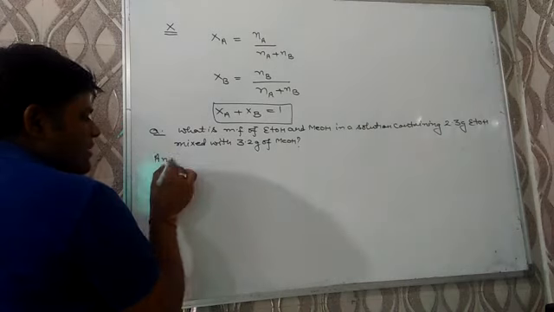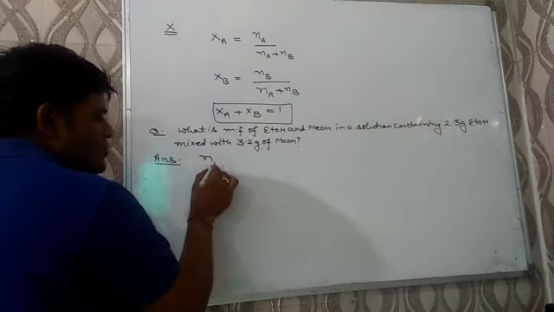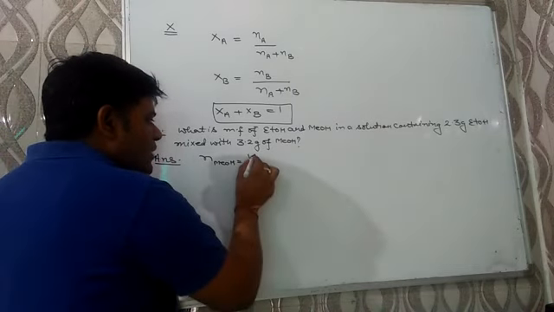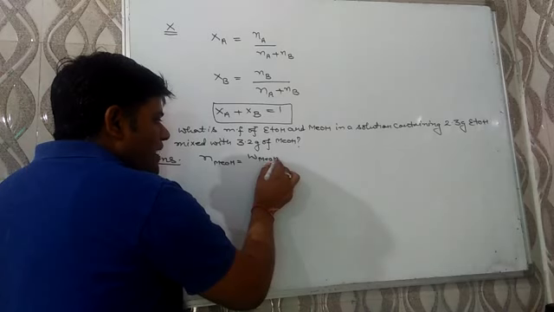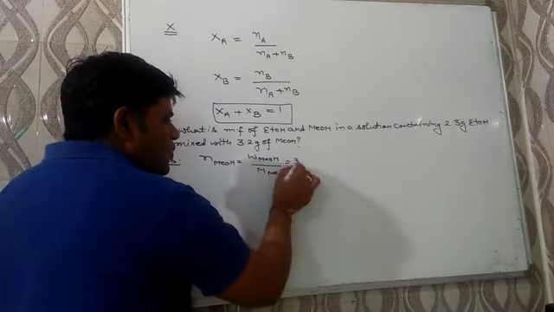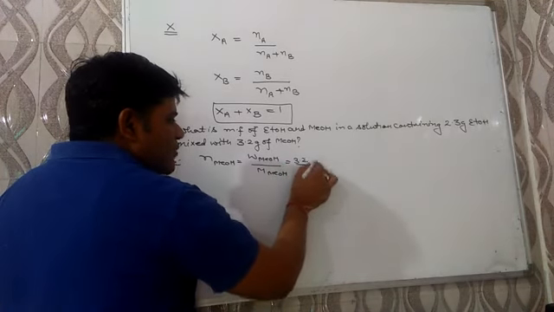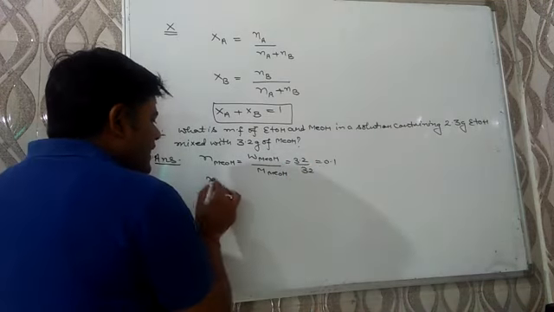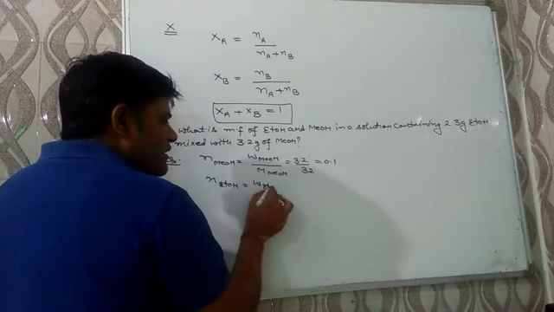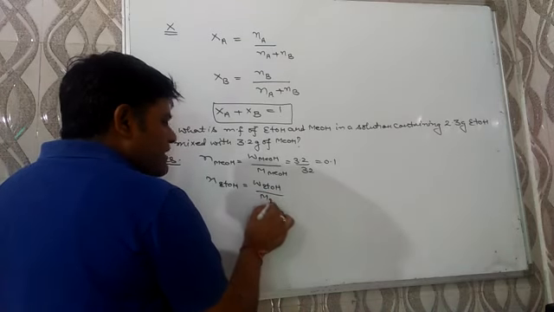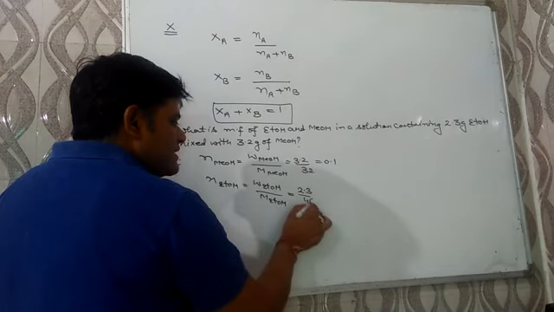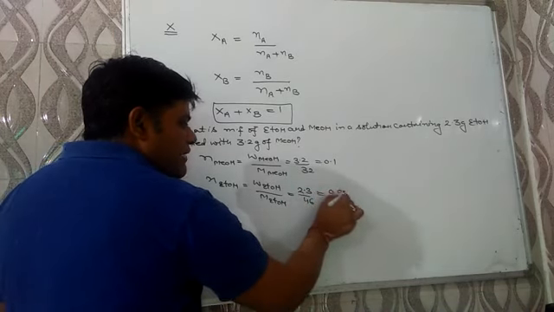First of all, we have to find out the number of moles of both. Number of moles of methyl alcohol will be equal to weight of methyl alcohol over molecular weight of methyl alcohol, and that comes out to be 3.2 over 32, which is 0.1. Similarly, number of moles of ethyl alcohol will be equal to weight of ethyl alcohol over molecular weight of ethyl alcohol, and that will be 2.3 over 46, which is equal to 0.05.